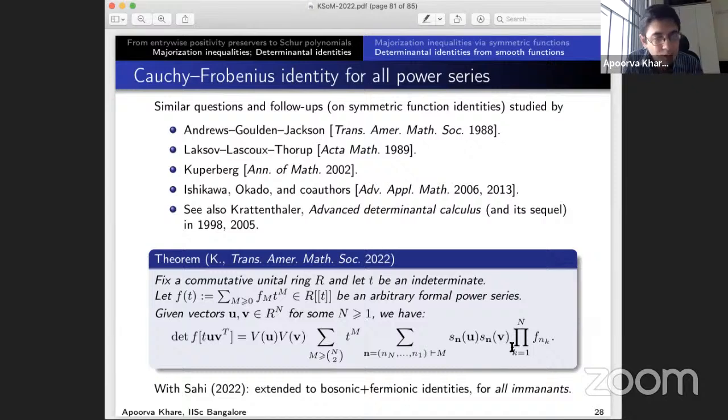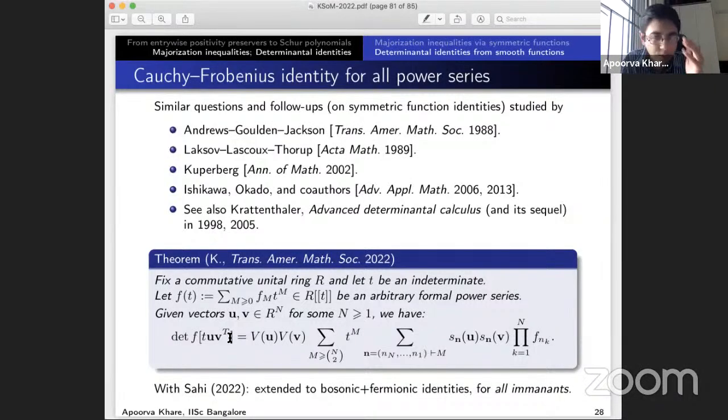One final remark, with Siddharth Sahi in a preprint this year. This is when the variables u_i commute among themselves and the v's commute among themselves. These are what are called bosonic variables. And there are also fermionic variables where you have u_i anti-commuting: u1, u2 equals minus u2, u1, and u1, v2 equals minus v2, u1. And for that, we have some extensions, and not just for determinants, but also for permanents and for other characters of the symmetric group. That's a technical remark for the end.